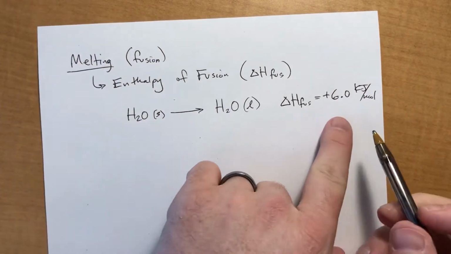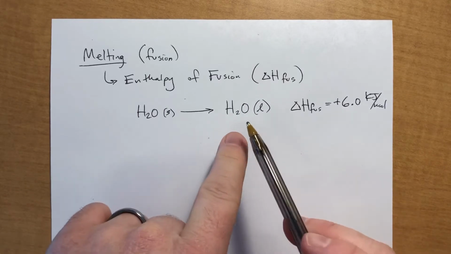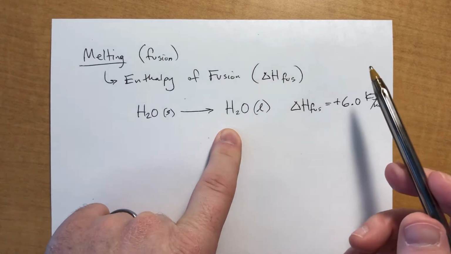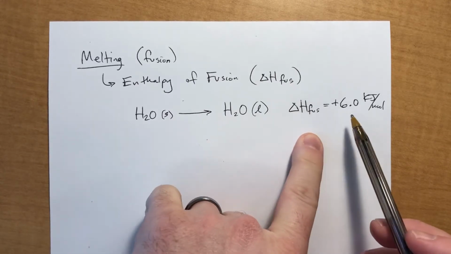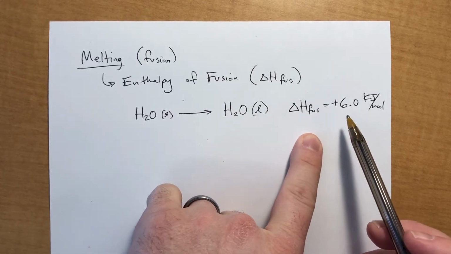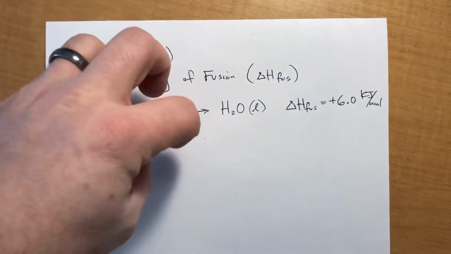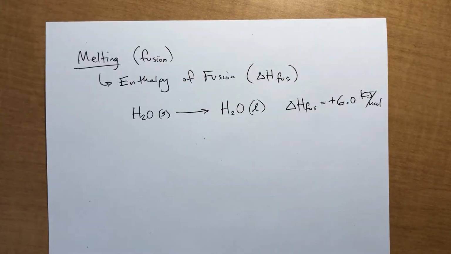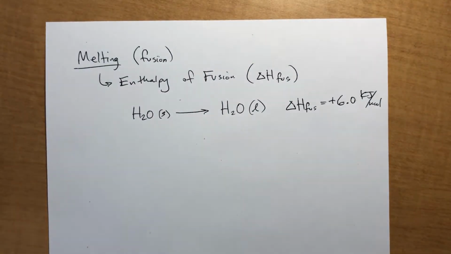What we're seeing is that it takes significantly less energy to make ice melt than it does to make water turn into steam. We saw that for the enthalpy of vaporization for water, it was like 44, I think. For this, it's only 6, which is why if you leave an ice cube sitting out on the table, it'll melt pretty quickly. If you leave a glass of water, it'll take forever for it to evaporate. It will eventually, but it takes a really long time.